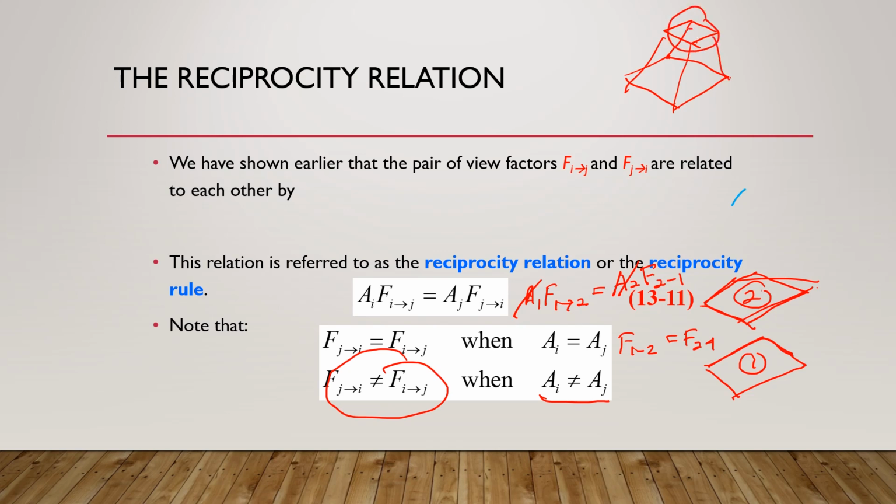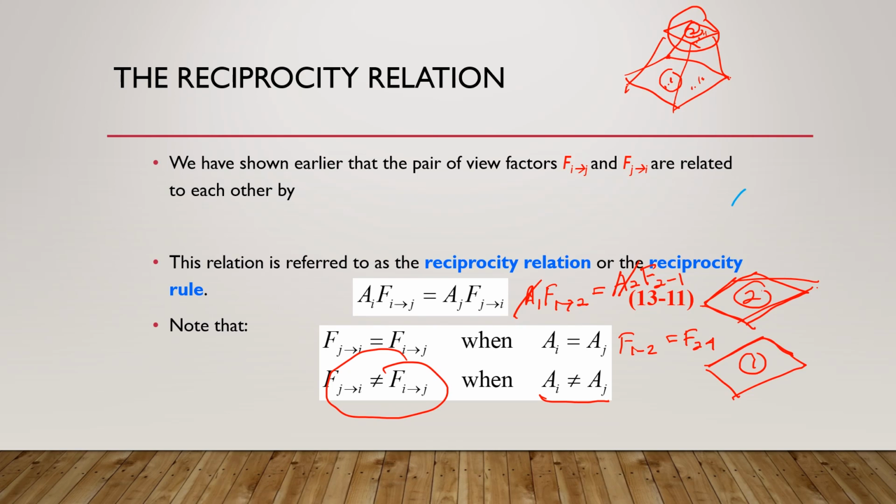This area is 0.2 and this is 0.1. Both of these have different areas. Therefore, you cannot use the reciprocity relation to simplify some of the view factors, because F1 to 2 is not equal to F2 to 1. So you have to find the values of the view factors for these two surfaces.